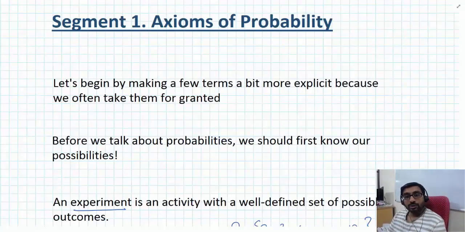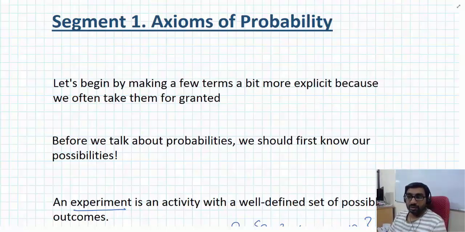So now, in order to understand this theory, let's start from the very basics. Let's start from the axioms of probability theory. And for that, we have to be clear about some basic definitions. Let's start at the very heart of probability theory, which is an experiment. What is an experiment? It's simple. It's just an activity that leads to a well-defined set of outcomes.